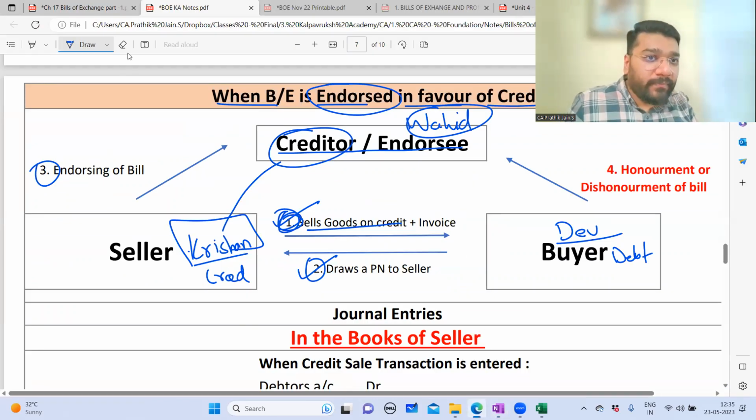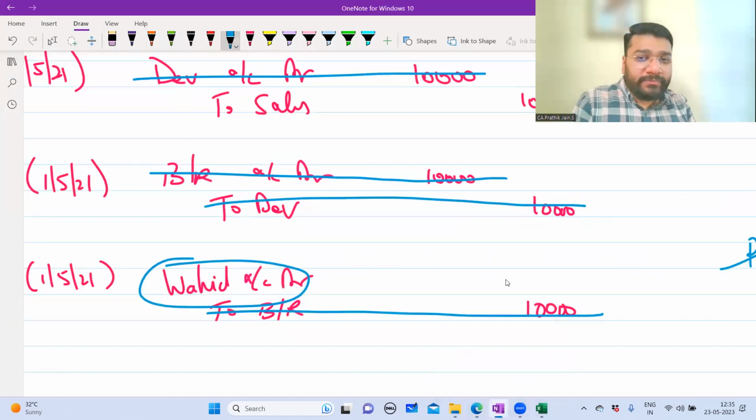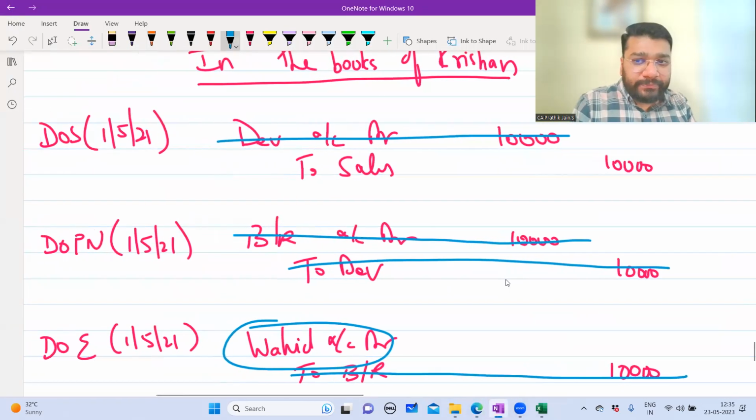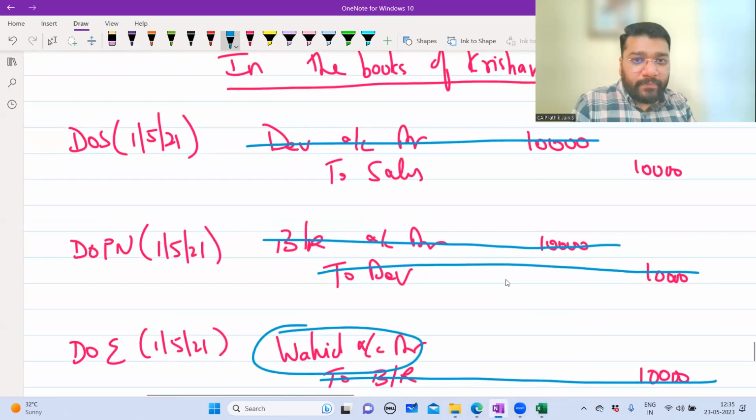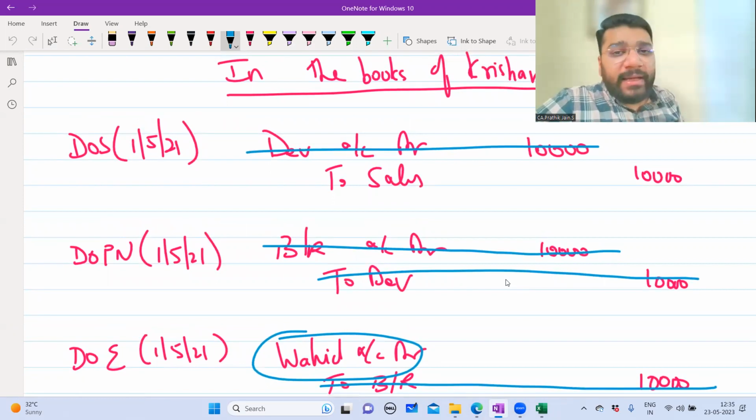No, sir. Now, guys, the fourth transaction is happening between Wahid and Dev. Will Krishan capture that in his books of accounts? No. So can I say with these three entries we stop in the books of Krishan? Online people, hello. Yes, sir. Please finish till this. We'll go to the next journal entry, in the books of Dev.